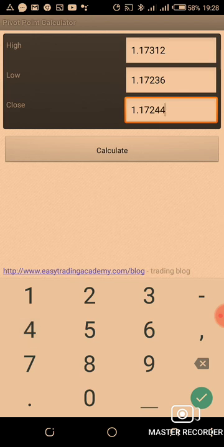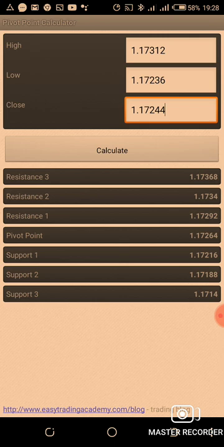Now, after you must have inputted all these things on your pivot point calculator, click on calculate. Can you see that now? It gave me resistance 3, resistance 2, resistance 1, pivot point, support 1, support 2, support 3. Is that taken now? Now, you need to write all these values out. I'll need to pause my video now to write mine out. Okay, I've written these values down.